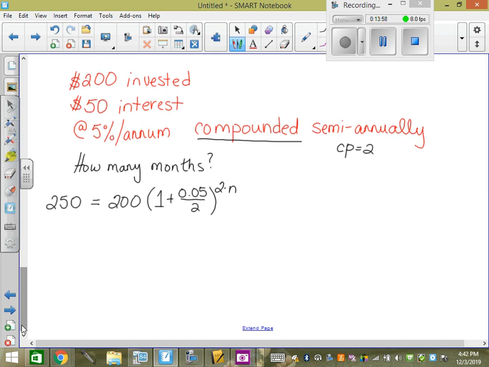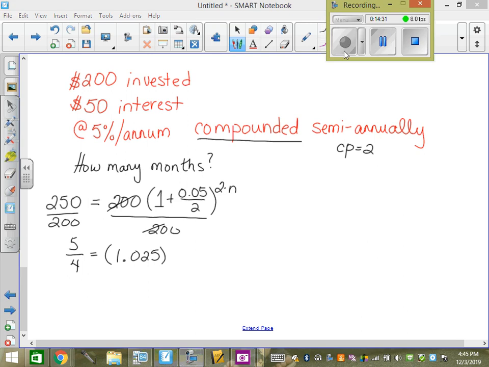So what I'm going to get is 0.05 divided by 2, which is 0.025. So I'm going to divide the 200 over like I did before. So I always divide my initial over. I'm going to get 5 over 4 equals, and this time instead of 1.05, I'm going to get 1.025. Okay, and it's to the exponent 2n.